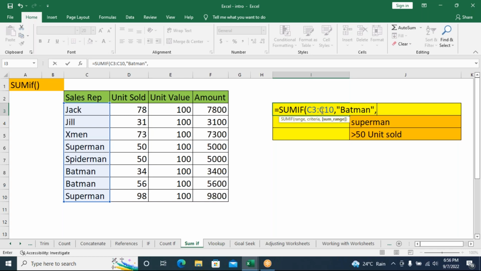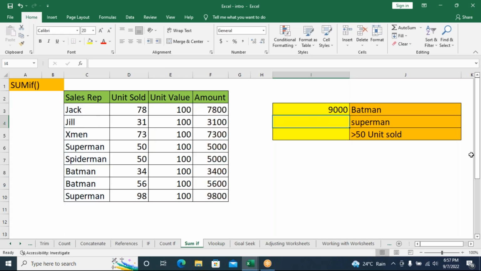Now what I wanted to do is select the sum range. I'll select this amount. Here what I'm telling is: you look in the range under sales rep, and wherever Batman is there, you do the totaling. For the amount, you check the values, do the total and show it. Here I close the bracket. So here it is 900.